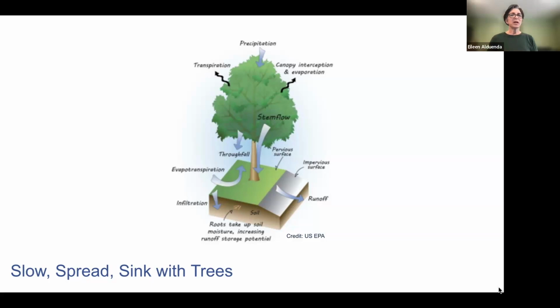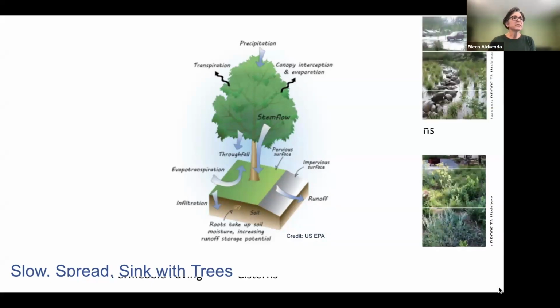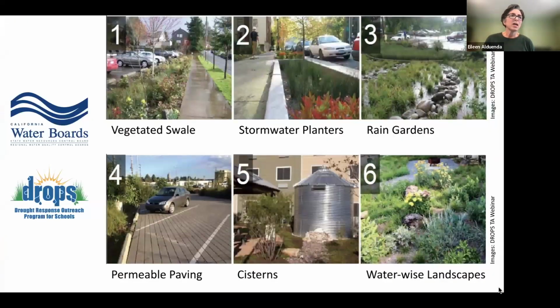So let's go through the other scenarios. A lot to go through here. So 6 different ways that you can manage rainwater and stormwater on campuses include vegetated swales, stormwater planters, rain gardens. Permeable paving is an important opportunity, as well as above ground cisterns and water-wise landscapes. And ideally, we want to get to ecosystems.